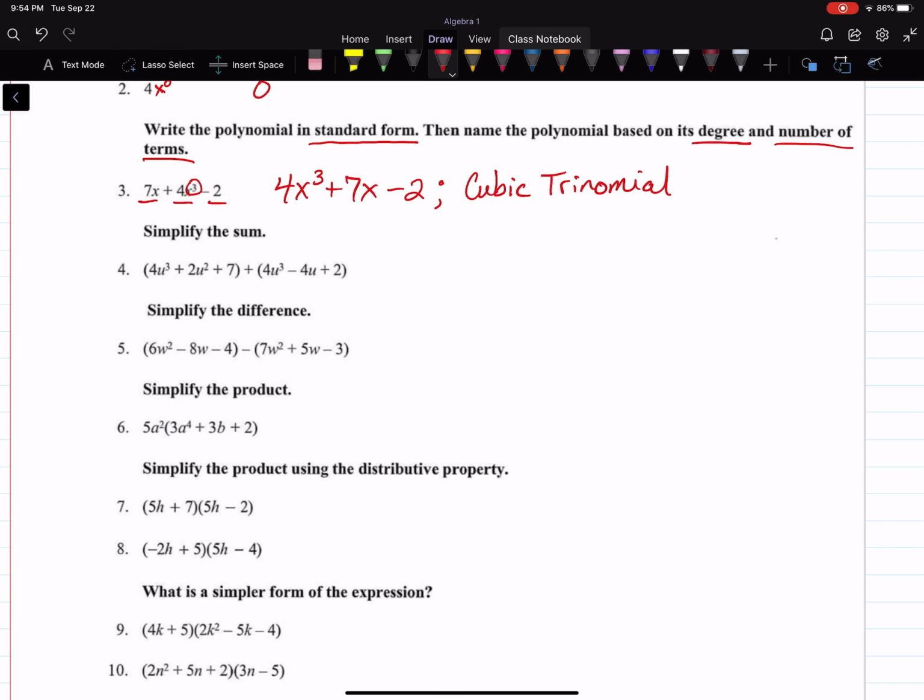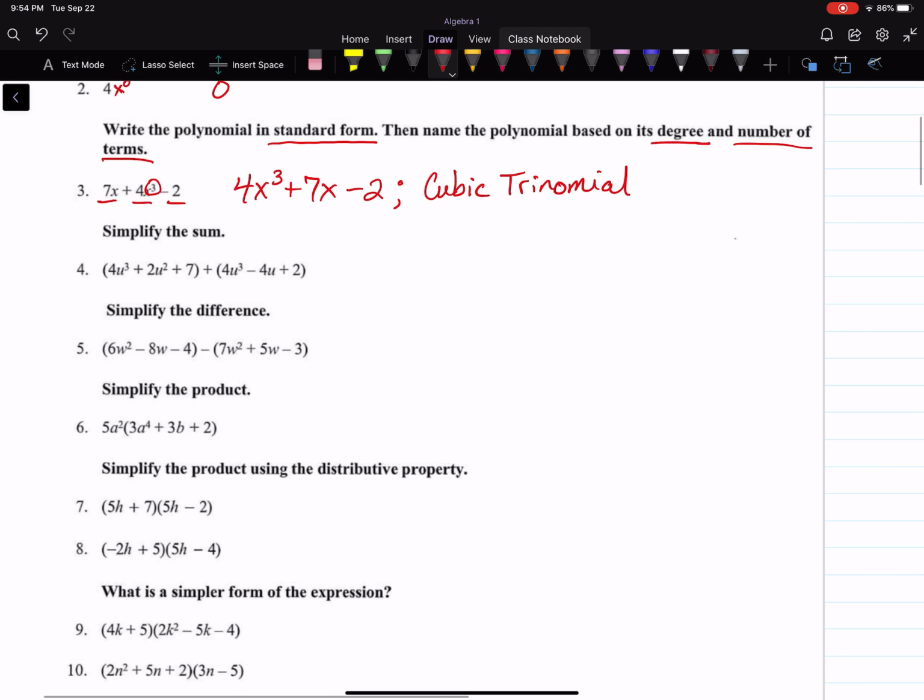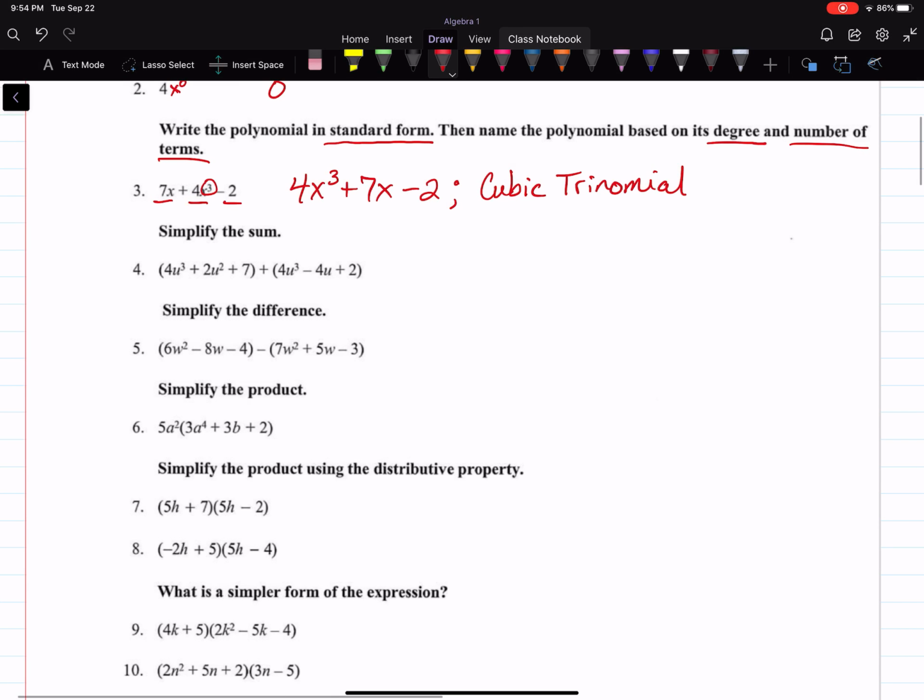Remember, if the degree is 1, or excuse me, if the degree is 0, it will be a constant. If the degree is 1, it is linear. If the degree is 2, it is a quadratic. If the degree is 3, it's a cubic. For the number of terms, if there's only one term, it's a monomial. 2 terms, a binomial. 3 terms is a trinomial.